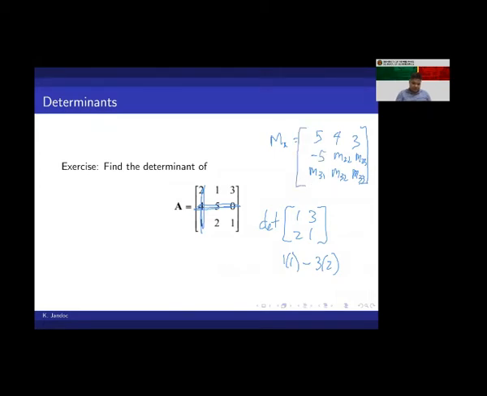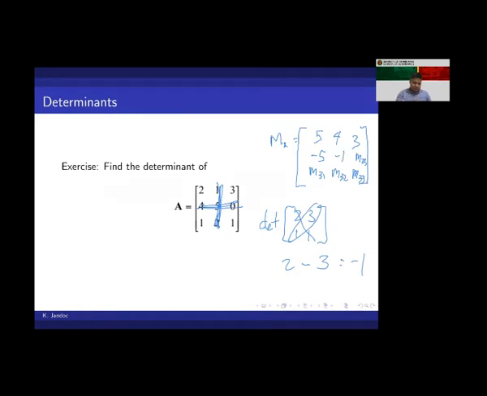Okay, and then M22 over here. M22 is obtained by deleting the second row and second column. So you're left with the matrix 2, 3, 1, 1. Get the determinant of that: 2 minus 3, which is negative 1. So negative 1 over here.